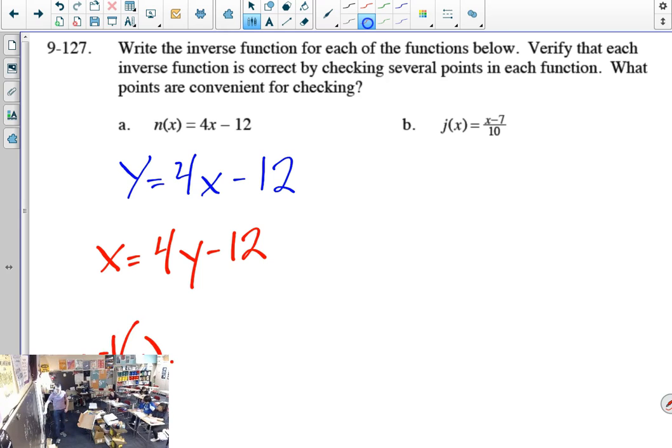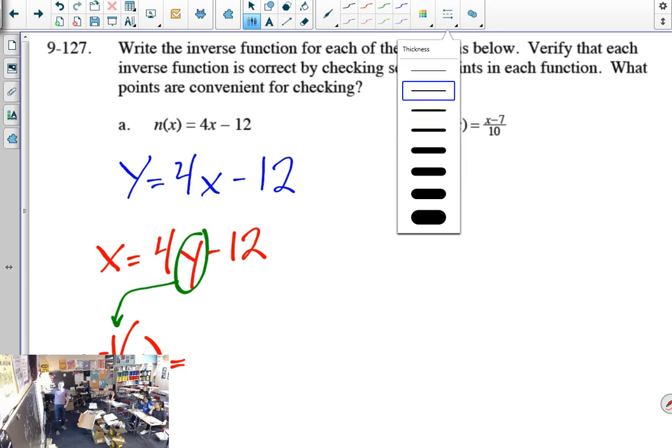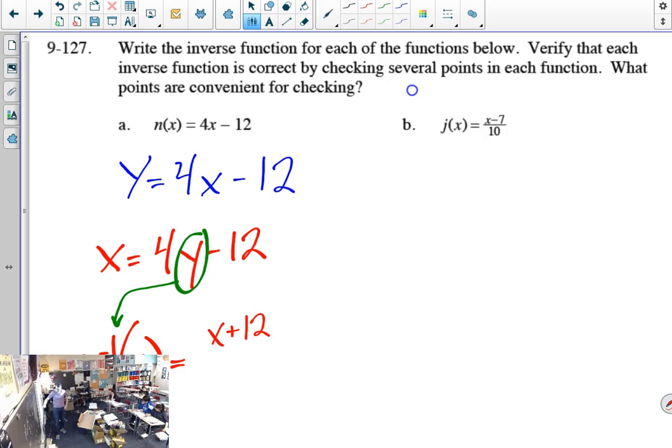Oh, I understand now. Why though? So what is it? x plus 12, all divided by 4. Check and make sure that you got that.